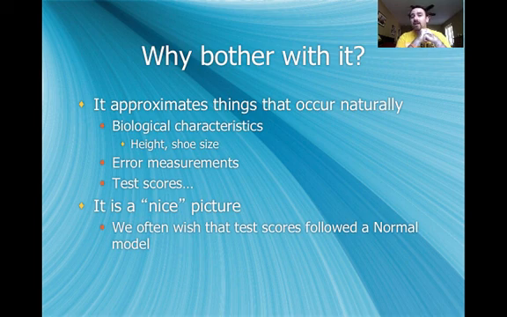Traditionally, when people said curve a test, what they meant was take the distribution of test scores and artificially put them on a normal scale. So most people are getting C's.